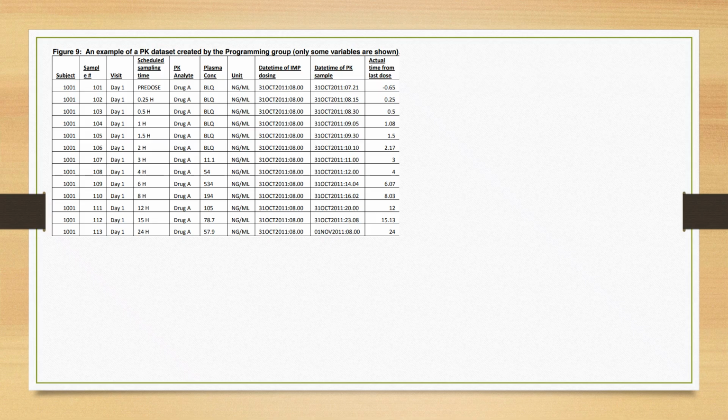Now again, I am showing you an example of the PK datasets where you can see that for a particular subject we have data for visit day 1 and we have the plasma concentration captured for the drug A in this example.